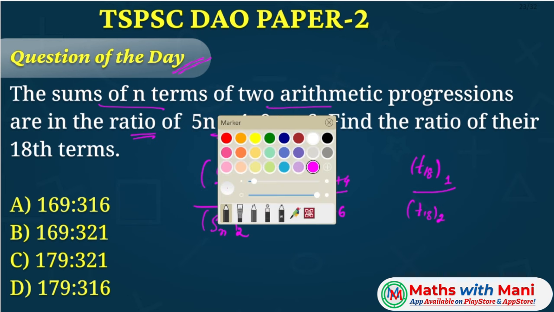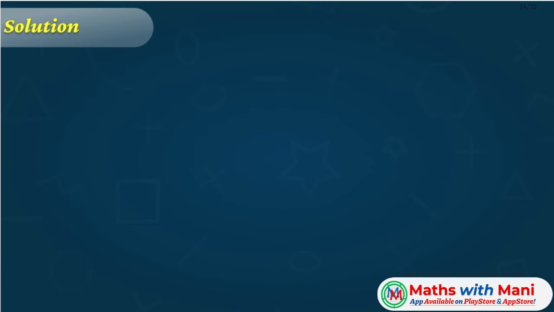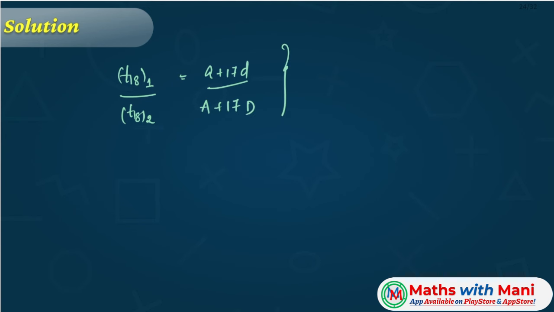So first, suppose for the first AP, the first term is a and the common difference is d, and for the second AP, the first term is capital A and the common difference is capital D. Then you have to find T18 of the first AP to T18 of the second AP. The nth term formula is a plus n minus 1 into d. So for the 18th term, 18 minus 1 is 17. So a plus 17d by capital A plus 17 into capital D. This you have to find.